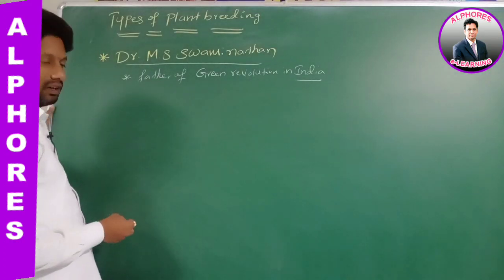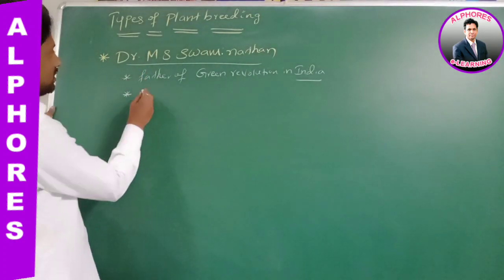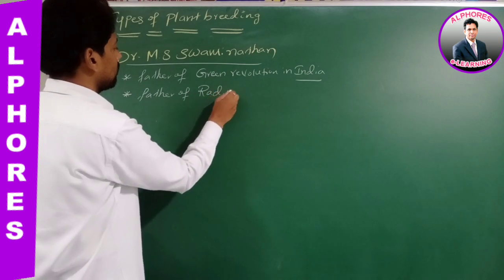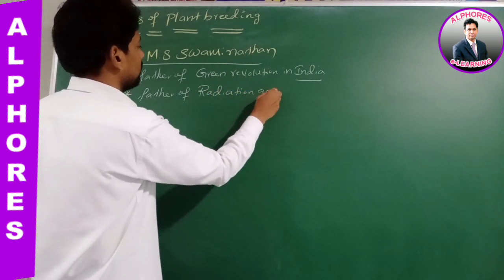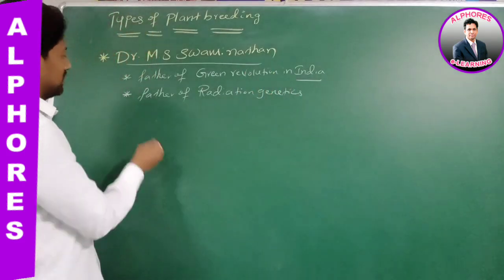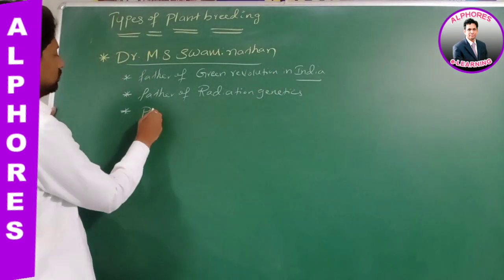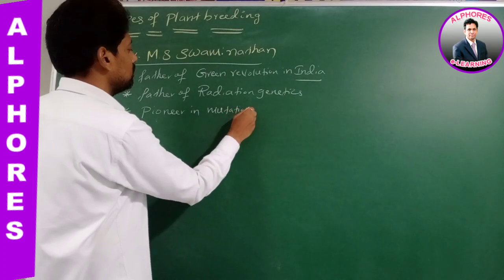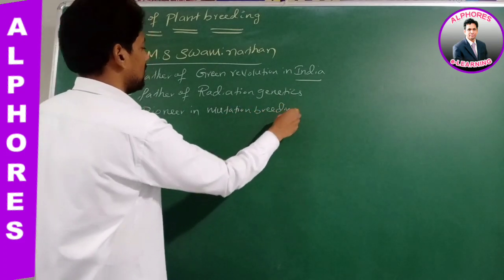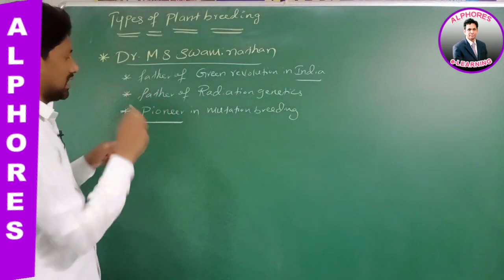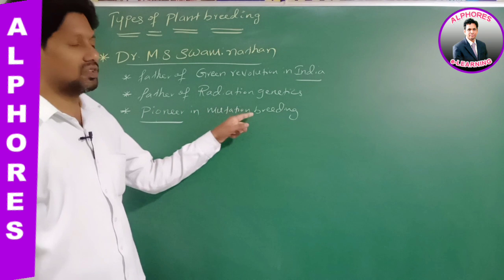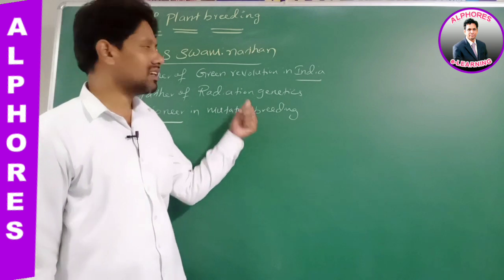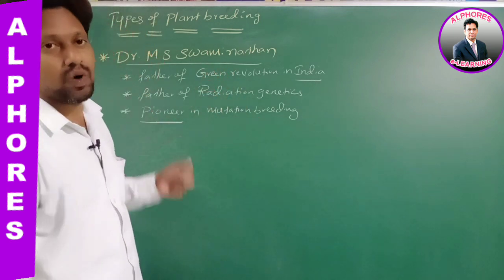Okay. Dr. M.S. Swaminathan is the father of radiation genetics, and he is a pioneer in mutation breeding. Who is a pioneer in mutation breeding? Dr. M.S. Swaminathan. What is the meaning of pioneer? Starting. He started what? Mutation breeding. Pioneer means initiated, started. These are some important statements concerning Dr. M.S. Swaminathan. Is it okay?